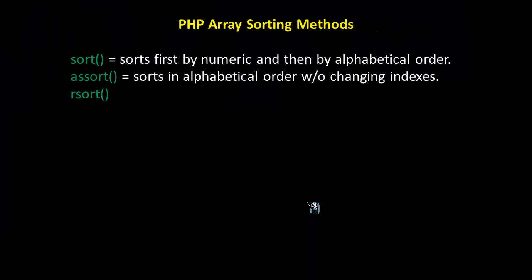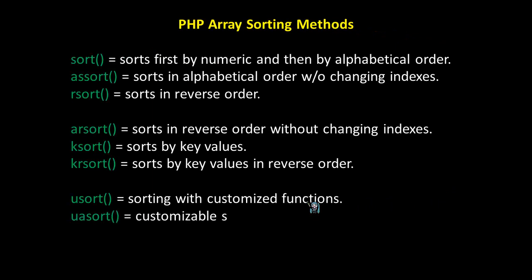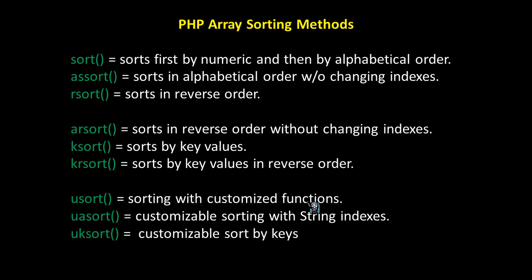PHP offers a plethora of array sorting methods. Let's look at a few. sort sorts first by numeric and then by alphabetical order. asort sorts in alphabetical order without changing the indexes. rsort sorts in reverse order. arsort sorts in reverse order without changing indexes. ksort sorts by key values. krsort sorts by key values in reverse order.